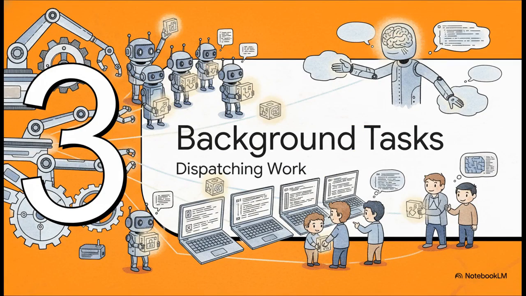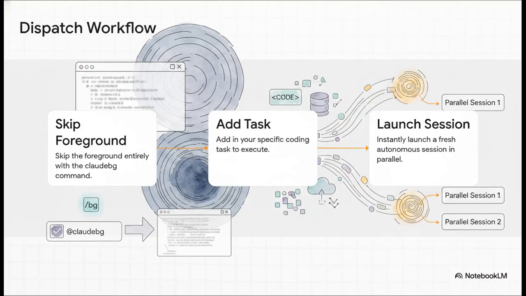All right, next up is Section 3, launching background coding tasks, dispatching work. Think of this precisely like delegating discrete pieces of work to junior developers on the team. Here's the exact step-by-step workflow for dispatching that work. Step 1, you skip the foreground entirely by using the Claude BG command. Step 2, you just add in your specific coding task right there. And Step 3, you instantly launch a fresh, autonomous session running completely in parallel.